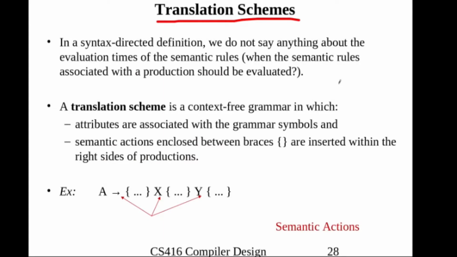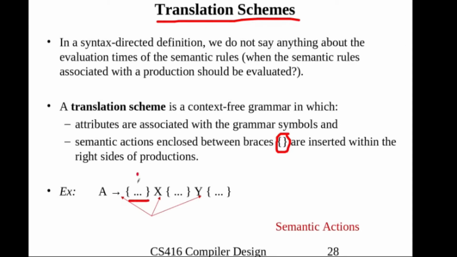And the translation scheme is another notation equivalent to SDD. In SDD, we associate semantic rules to the production, but we do not say when to evaluate the semantic rule for getting the attribute value. But in the case of a translation scheme, we clearly mention when to evaluate the semantic rule, and we associate the semantic rule to the production. Look at here, we have a production of the form A gives X Y, and semantic rules in a translation scheme are placed using curly brackets. In between the brackets we write the action we need to perform.